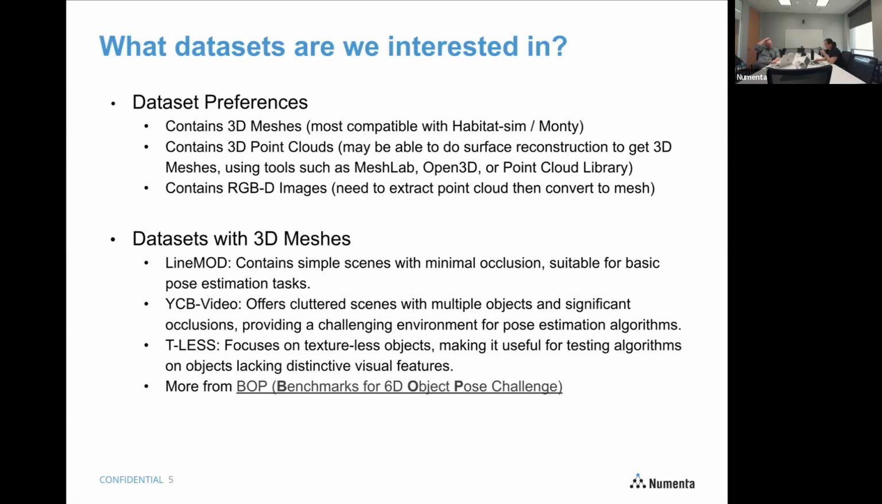And T-LESS is often used when there aren't significant features. So this is a particular use case, where a texture-less object would be something like a baking sheet, where it's just flat, all gray. So when you move around, there isn't a particular edge that you can extract, and those are often harder for deep learning models to do pose estimation for.